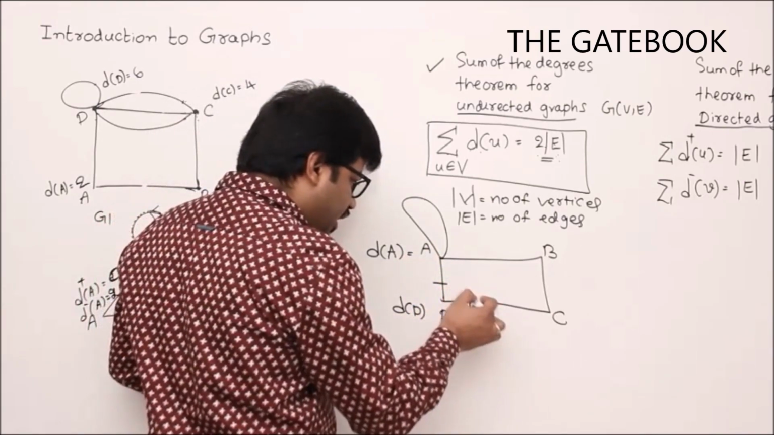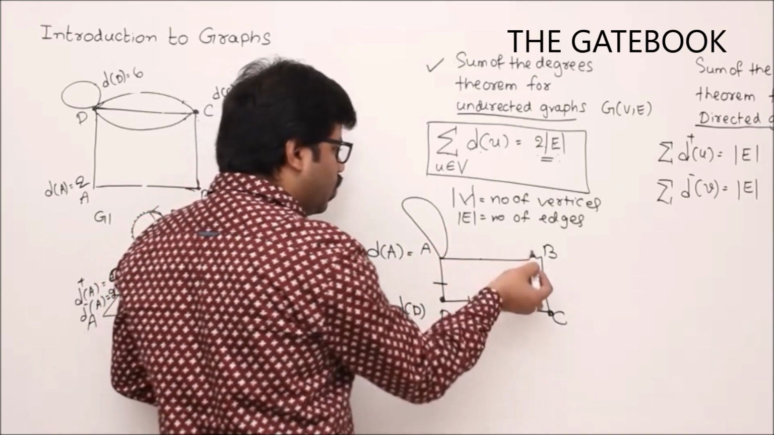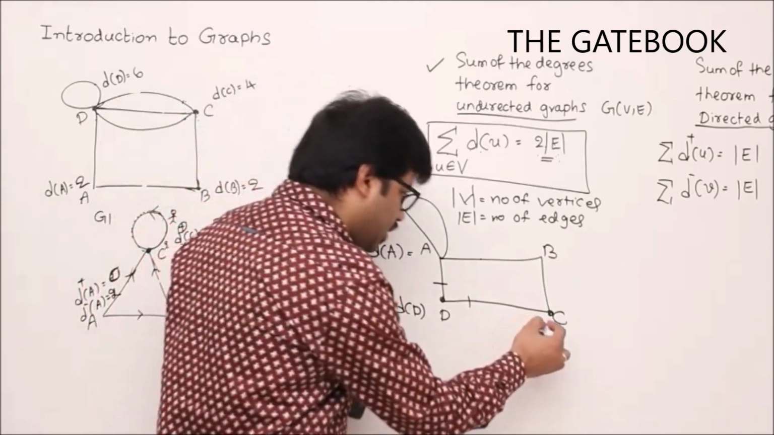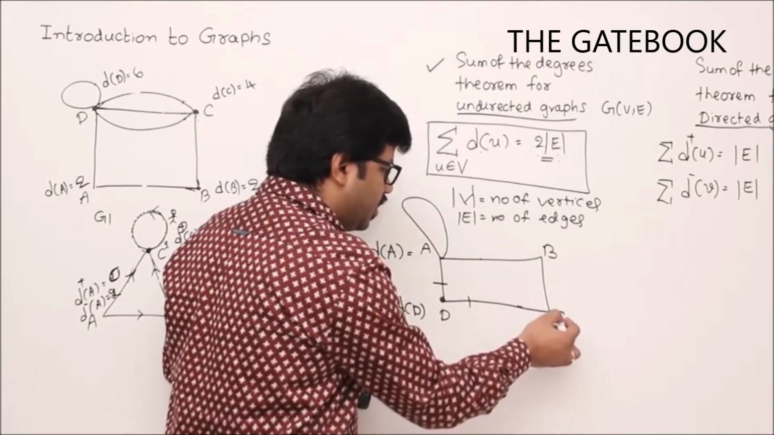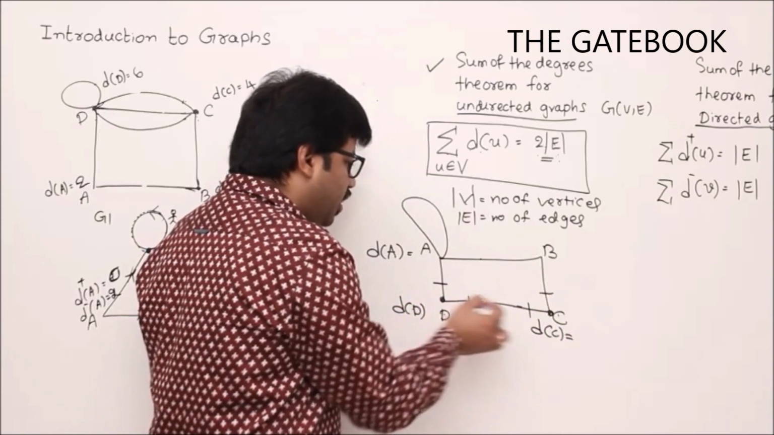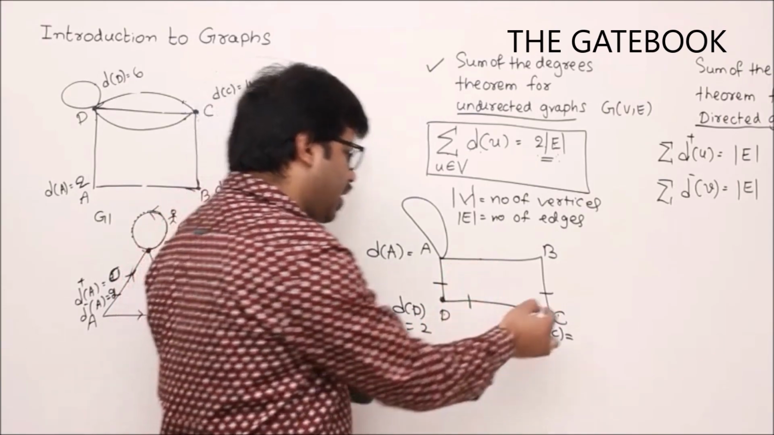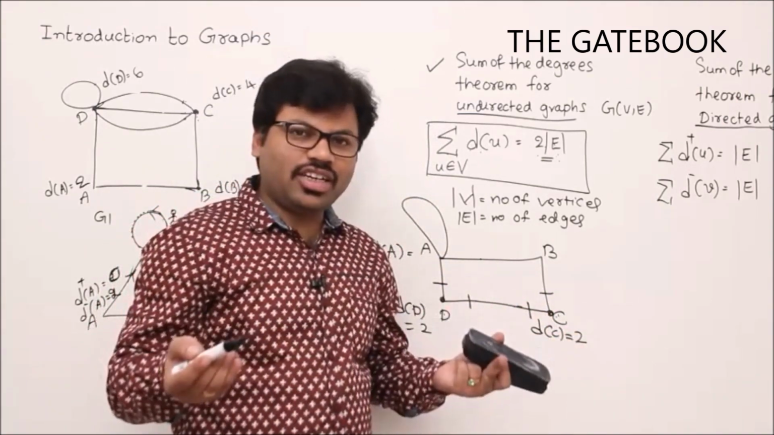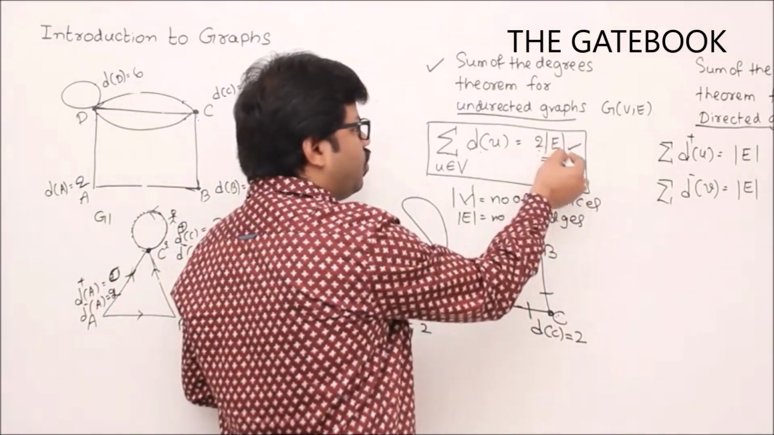Since each edge is incident on 2 vertices, other than a self loop, every edge is incident on 2 vertices, then that edge will be counted twice. You will understand this later. Degree of C. The number of edges which are incident on this vertex C is this one, this one. See, this edge is counted twice because D counted it, C counted it. So in degree of D we are counting this edge, and in degree of C we are counting this edge again, right? That's why every edge is counted twice. When every edge is counted twice, what happens? You get 2 into E.